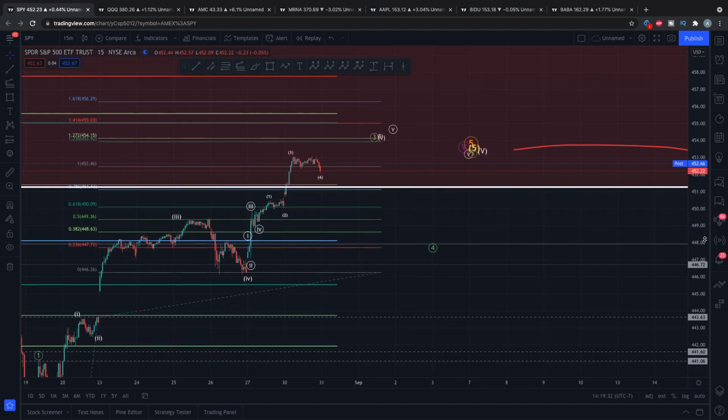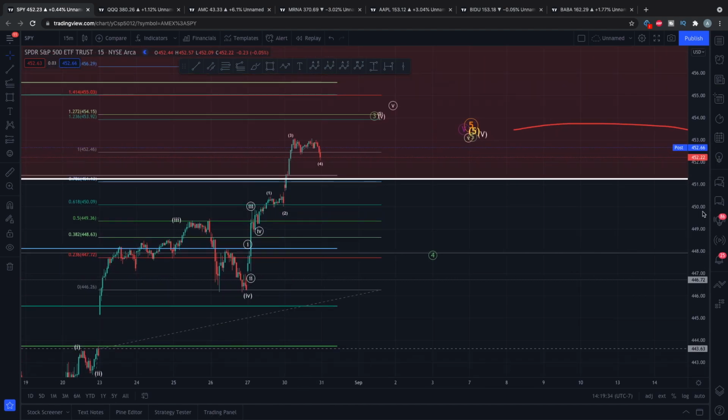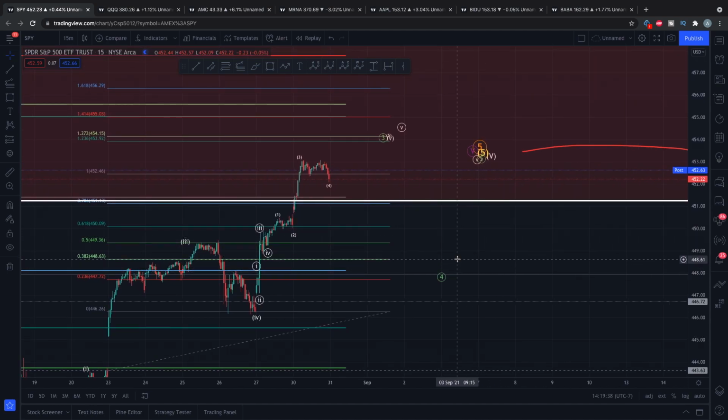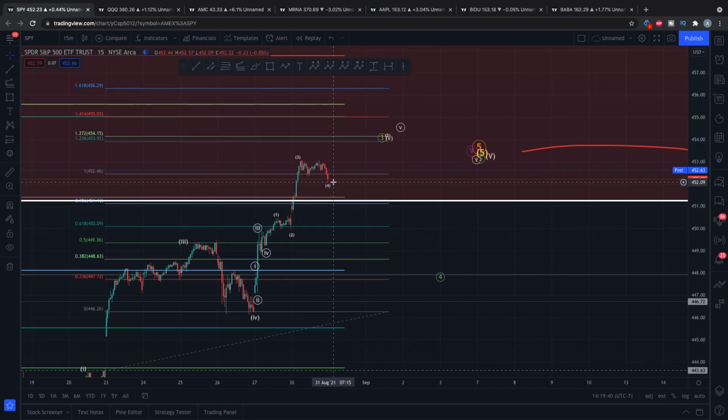When you have that subdivision, the markets can keep extending further, but eventually it has to come to an end because the subdivisions can't keep going on forever. So we are working on the last subdivision of this 5th wave right here. We have that 1, 2, 3, 4, 5, and that 5th wave, of course, is subdividing into a 1, 2, 3, 4, 5.